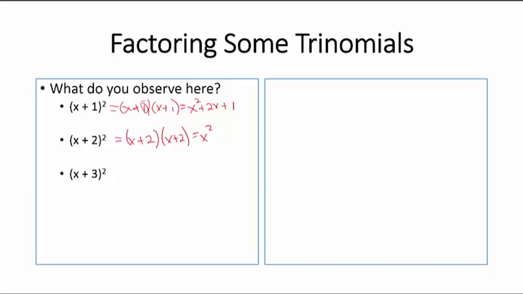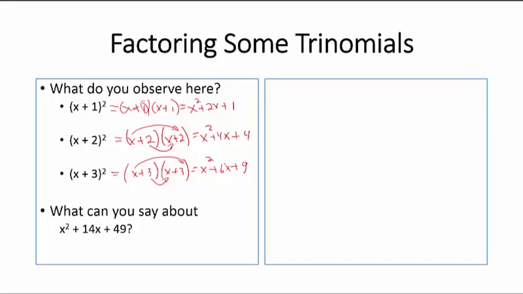And look at it here, it's just x plus 2 times x plus 2. This is x squared plus 2x plus 2x, right? Plus 2x plus 2x, that's plus 4x, plus 4. And here we have x plus 3 times x plus 3, which is x squared plus 3x plus 3x, that is plus 6x. Plus 3 times 3, 9.